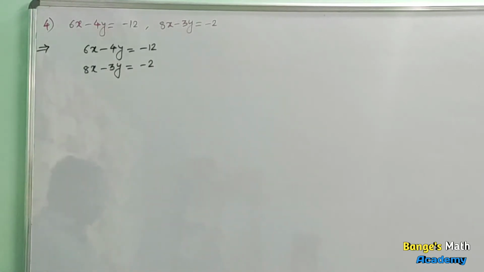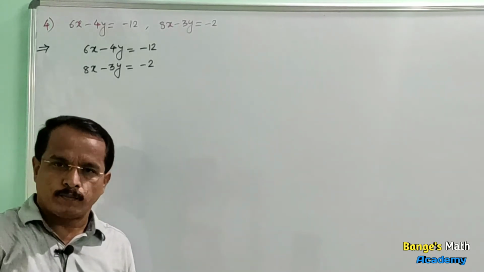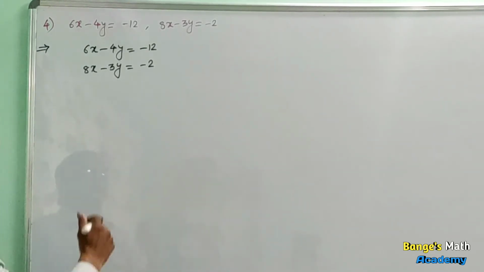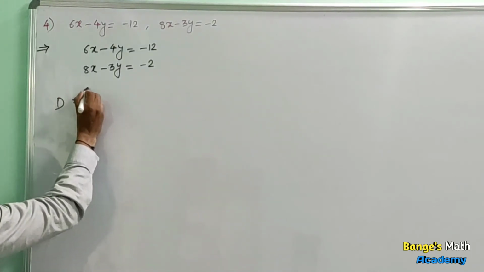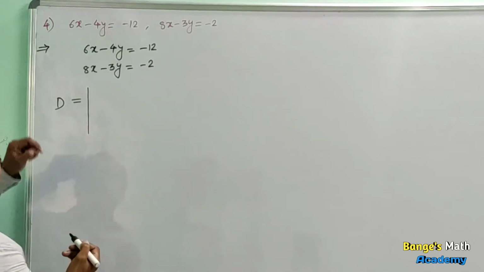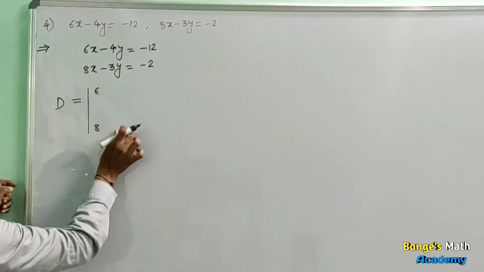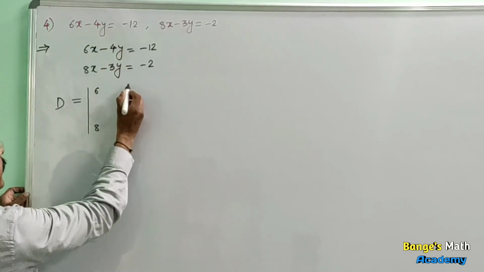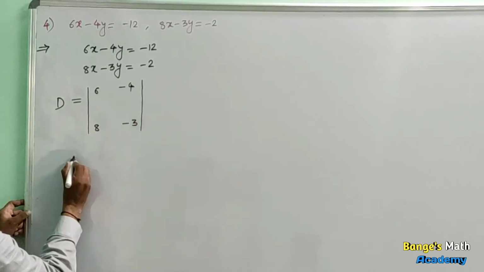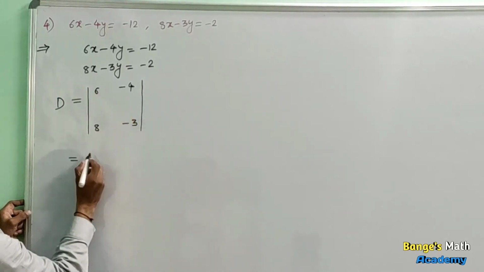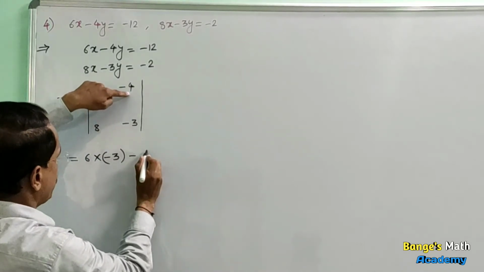Then compare the given equations with the general form of the equation ax plus by is equal to c. We have to find out the value of d. In the first column, write down the coefficients of x, 6 and 8. In the second column, write down the coefficients of y, minus 4 and minus 3. Simplify this. 6 into minus 3, minus 4 into 8.